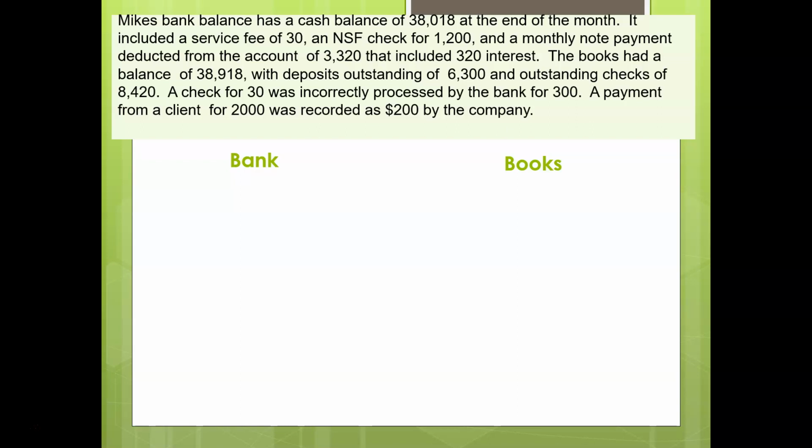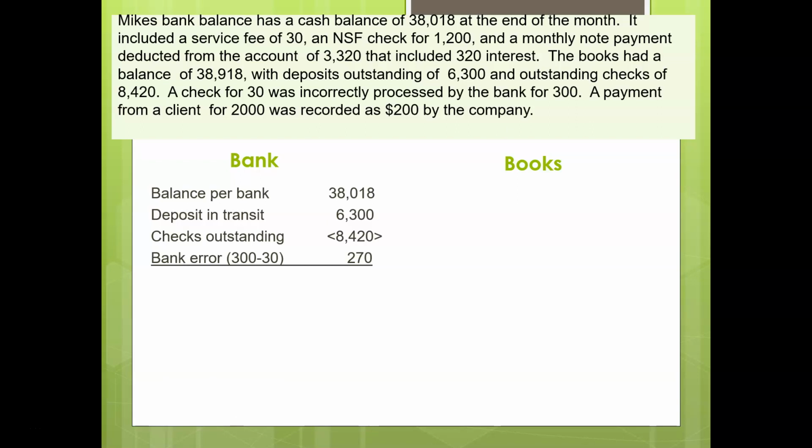So let's take a look. And remember, we always start with the bank. So balance per bank is $38,018. We have to add in the deposits in transit. Again, these are deposits we've made, but the bank didn't catch because of when they cut off. Checks outstanding, these have not cleared the bank, and then we have our bank error. This is the adjusted bank. And again, to fix the bank error, you have to call the bank.